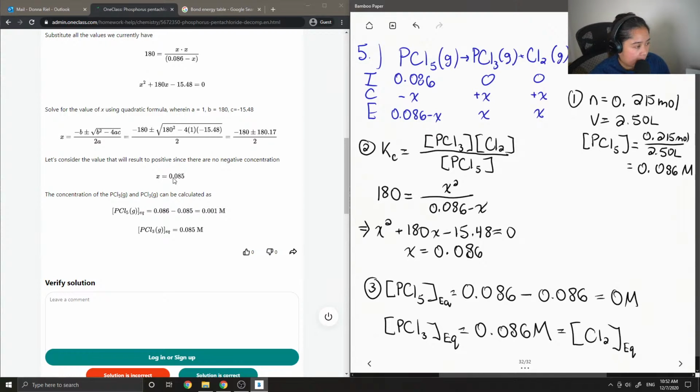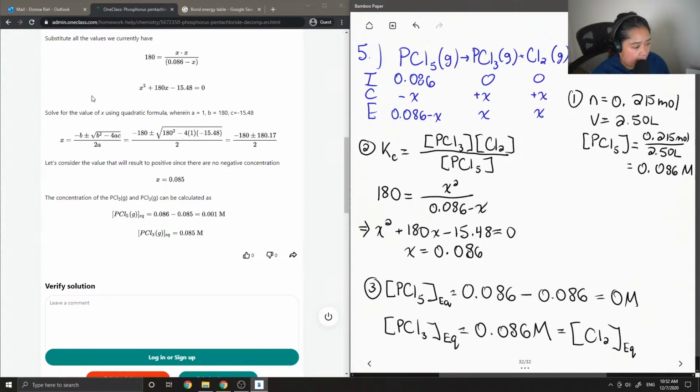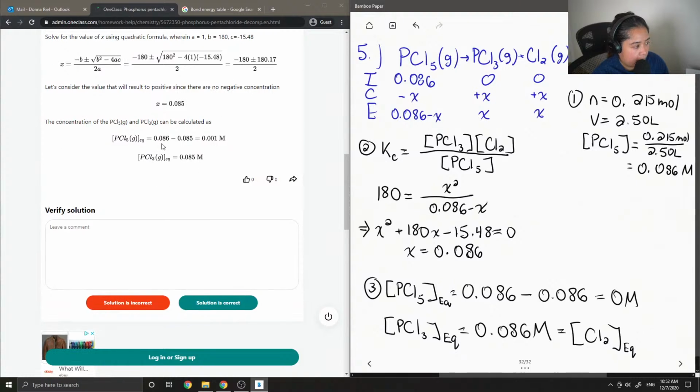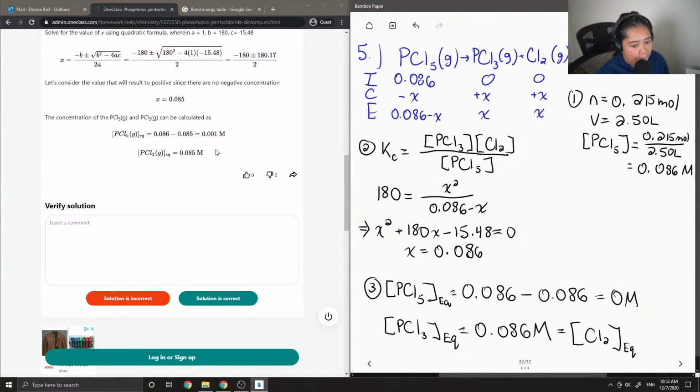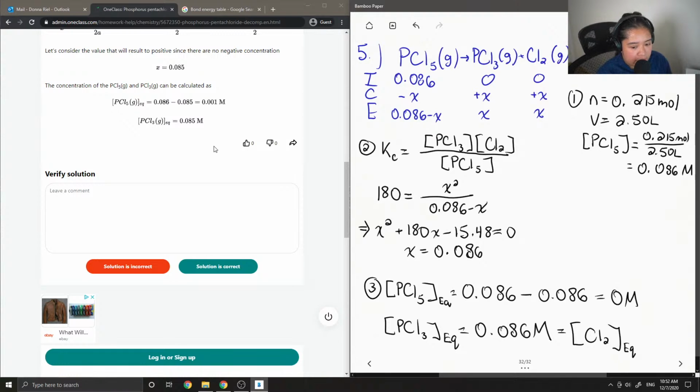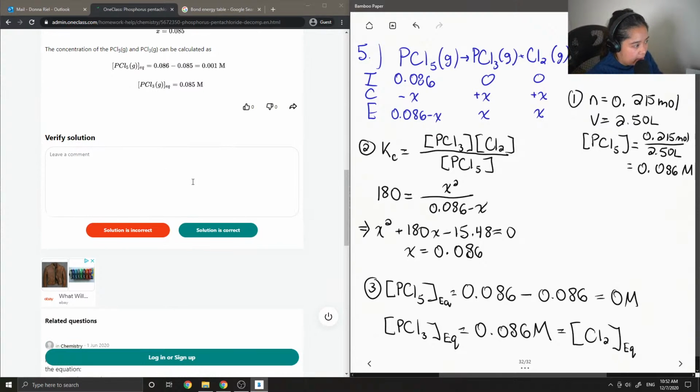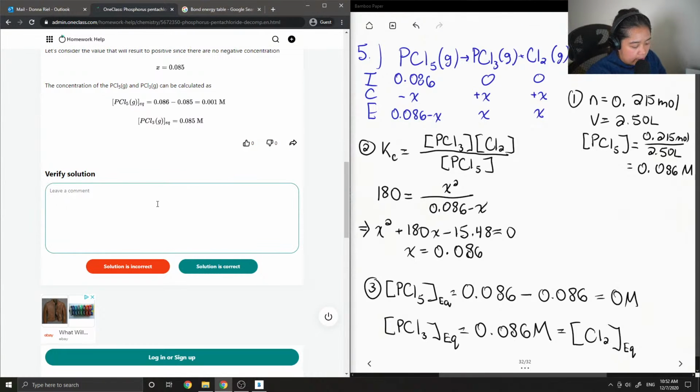They got an x value of 0.085, and they just did 0.086 minus x, so they got 0.001. So when I got my x value, I just rounded up, but they rounded down. But the solution is still correct.